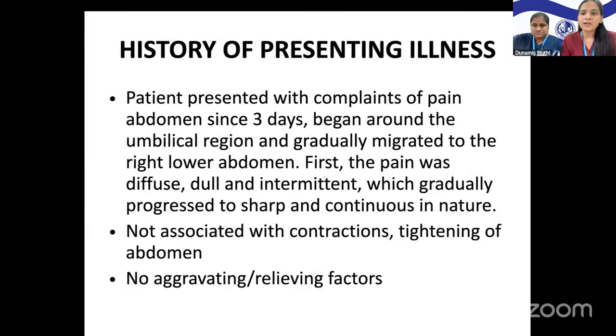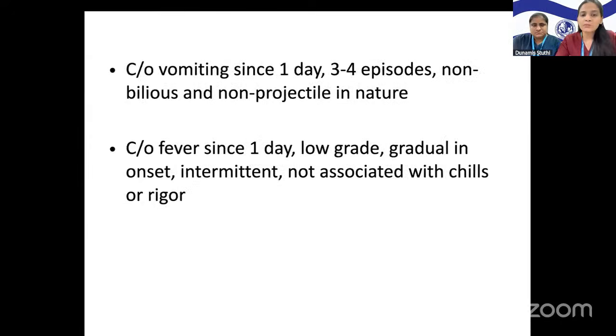Pain abdomen since 3 days began around the umbilical region, gradually migrated to the right lower abdomen. First, the pain was diffuse, dull, and intermittent, which gradually progressed to sharp and continuous in nature, not associated with contractions, tightening of abdomen, no aggravating or relieving factors. She also complained of vomiting since 1 day, 3 to 4 episodes, non-bilious, non-projectile in nature, with fever since 1 day, low grade, gradual in onset, intermittent, not associated with chills or rigor.